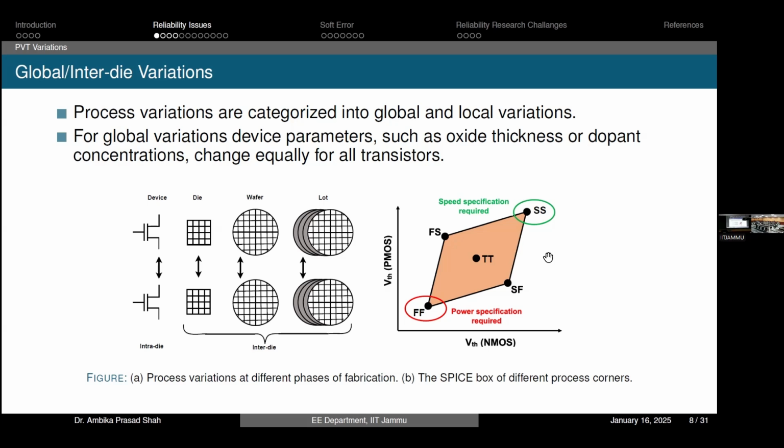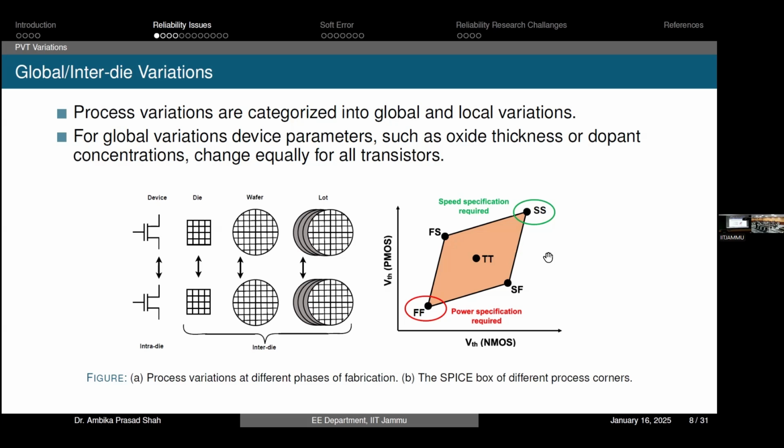So the slow process corner gives you the information about the delay specifications. But it is not true that at the time of fabrication, if I have a PMOS transistor and an NMOS transistor, the threshold voltage of both transistors will be higher or lower. It is possible that one threshold voltage will be higher and one will be lower. For that purpose, you have to check how your circuit behaves if you consider the slow-fast and the fast-slow process corners.